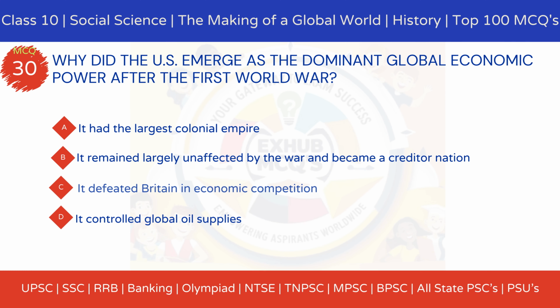MCQ 30. Why did the US emerge as the dominant global economic power after the First World War? Option A. It had the largest colonial empire. Option B. It remained largely unaffected by the war and became a creditor nation. Option C. It defeated Britain in economic competition. Option D. It controlled global oil supplies.